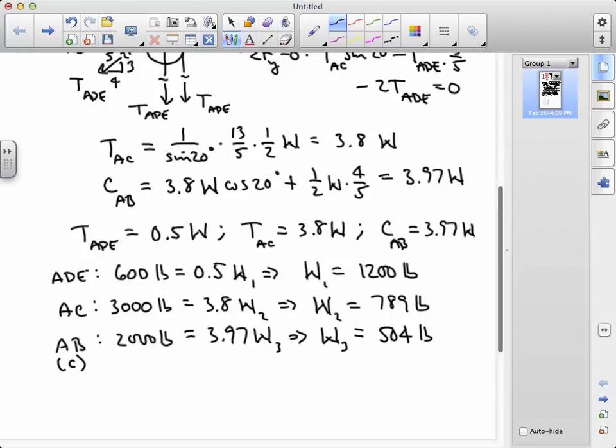The fact that these numbers are all different tells us that each component reaches its limit load at a different weight. The maximum value of weight we can tolerate is the minimum of this set. The minimum of W1, W2, and W3, and that is equal to 504 pounds. In this case, bar AB is the most vulnerable member of the assembly and determines the limit load.